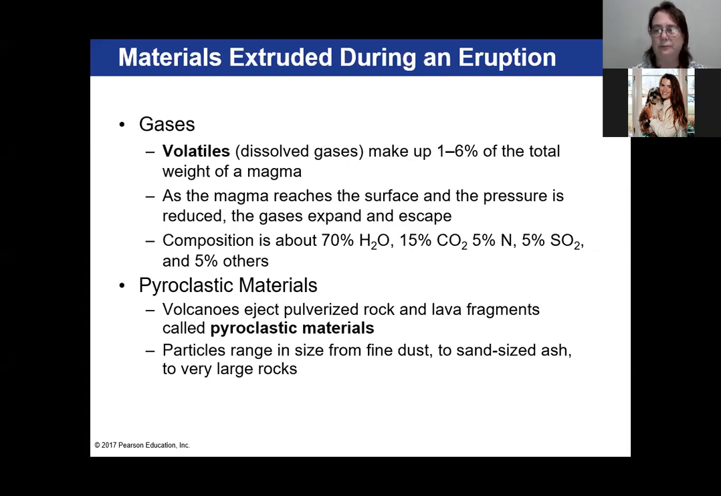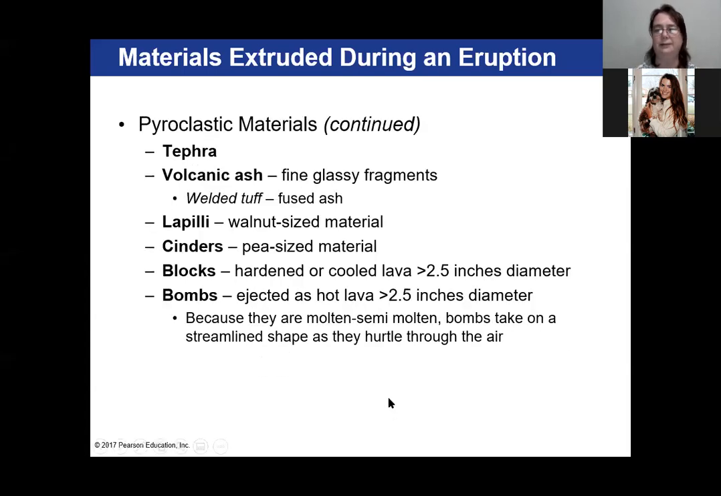The lava fragments, the ash, rock, whatever size it might be, that's a pyroclastic eruption, and those are pyroclastic materials. It depends on the volcano. Each volcano is kind of unique, as it has its own type of magma, its own eruptions. So you get all these different sizes, and this is just to show you all these different sizes.